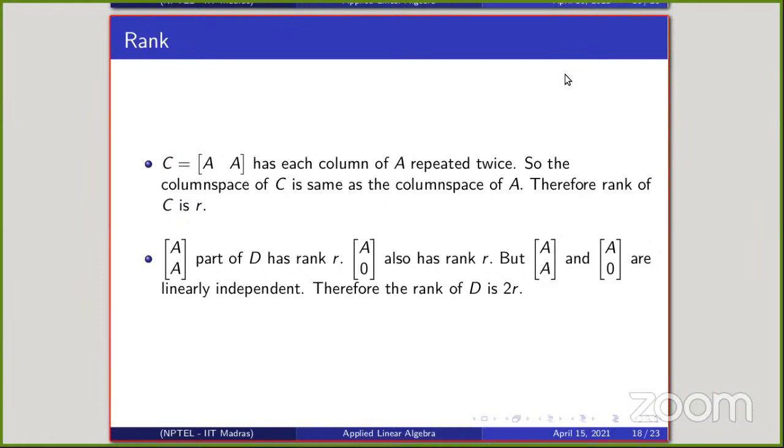And if we consider the half A0, it also has rank R, but these two parts are linearly independent. From any linear combination of the columns of the first part, we cannot get any column of the second part. Similarly, from any linear combination of the columns of the second part, we cannot get any column in the first part. So the rank of this matrix D is 2R. So matrices B and C have the same rank R, and matrix D has rank 2R.